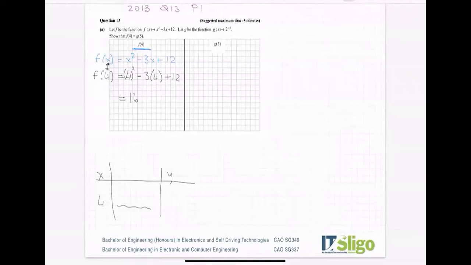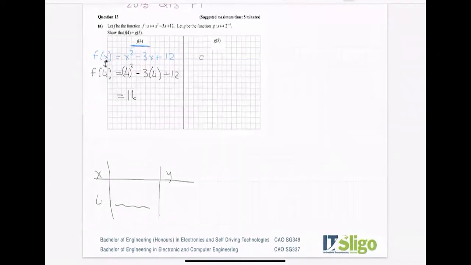Now let's come over this side and let's try g of 5. Well, I see g first, so which means I must be now considering the g function, because it was g of 5 that they asked for. If it was f of 5 that was here, then I'd be subbing the 5 into the f function. So you follow whichever one they tell you to use. So g of 5 in this case is 2 to the power of 5 minus 1.